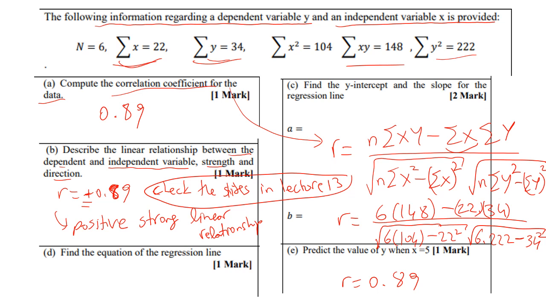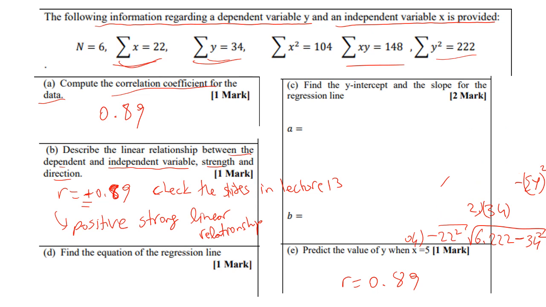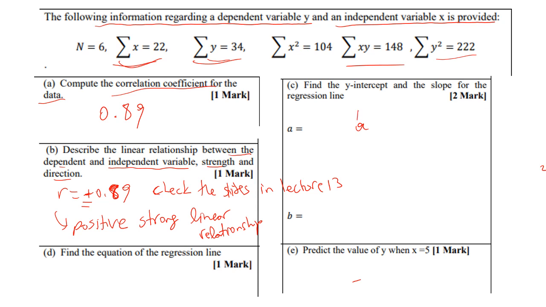So in order to write the equation of the line here, you have to find the y-intercept and the slope for the regression line. Okay, so we are doing C. The formula for B is the slope. And if you remember, you don't have to memorize it because we will provide this one for you.